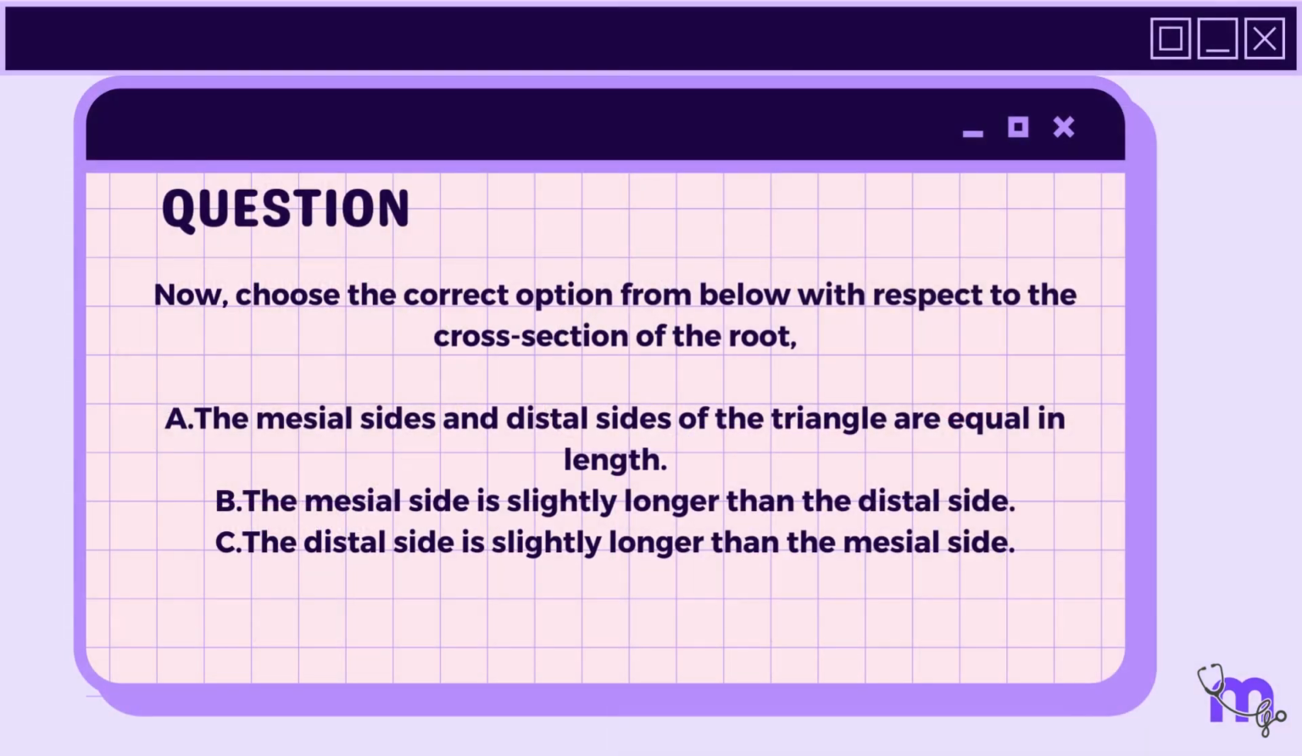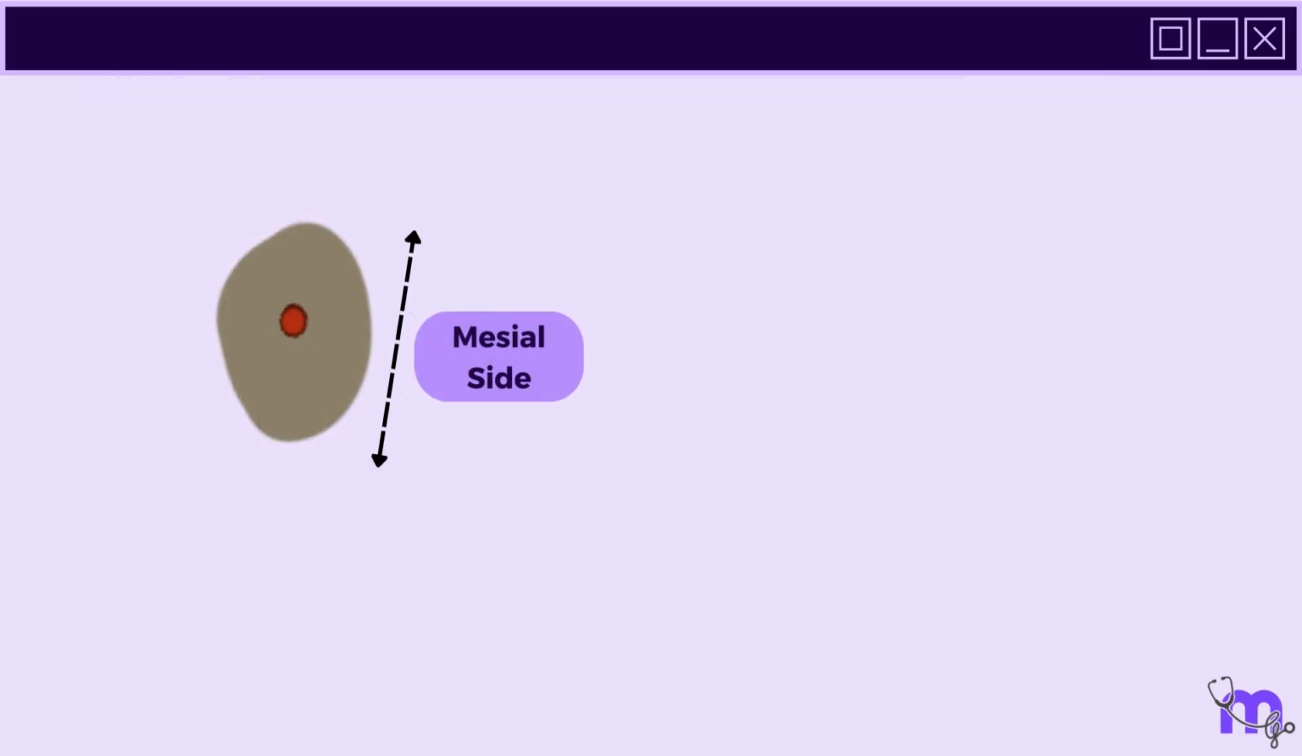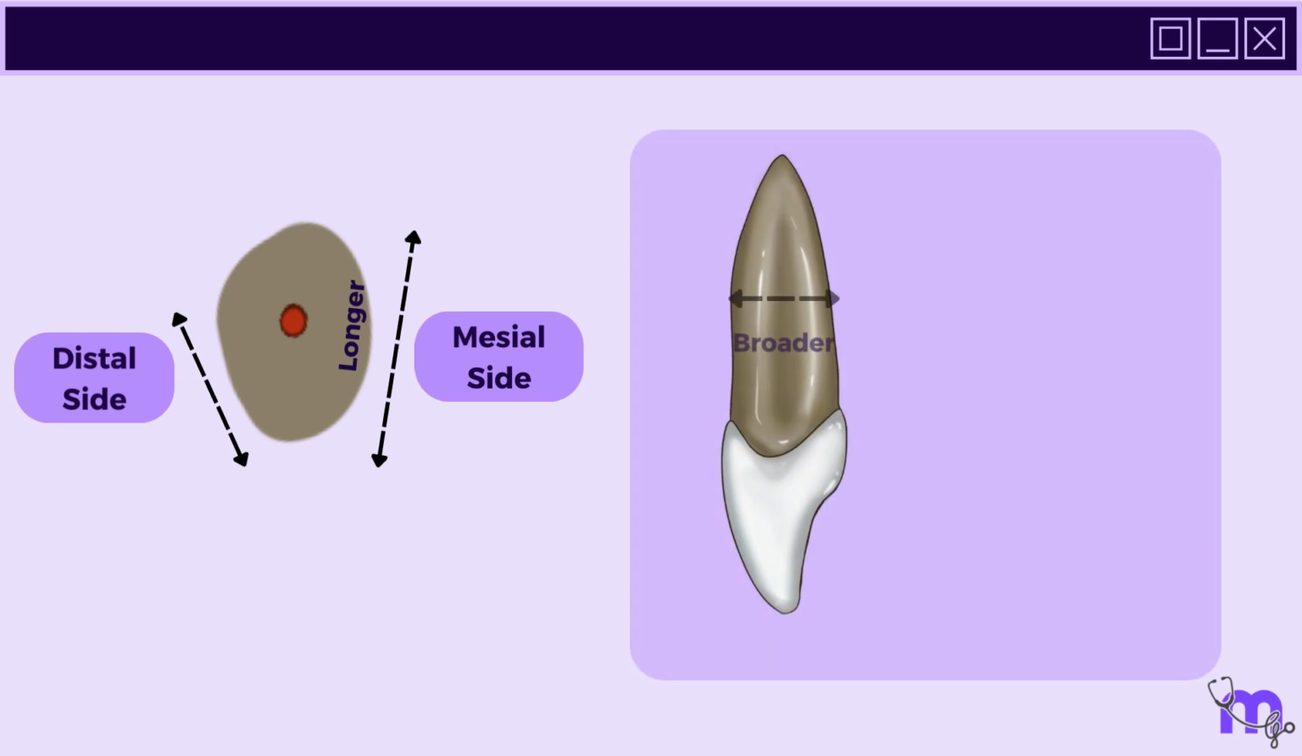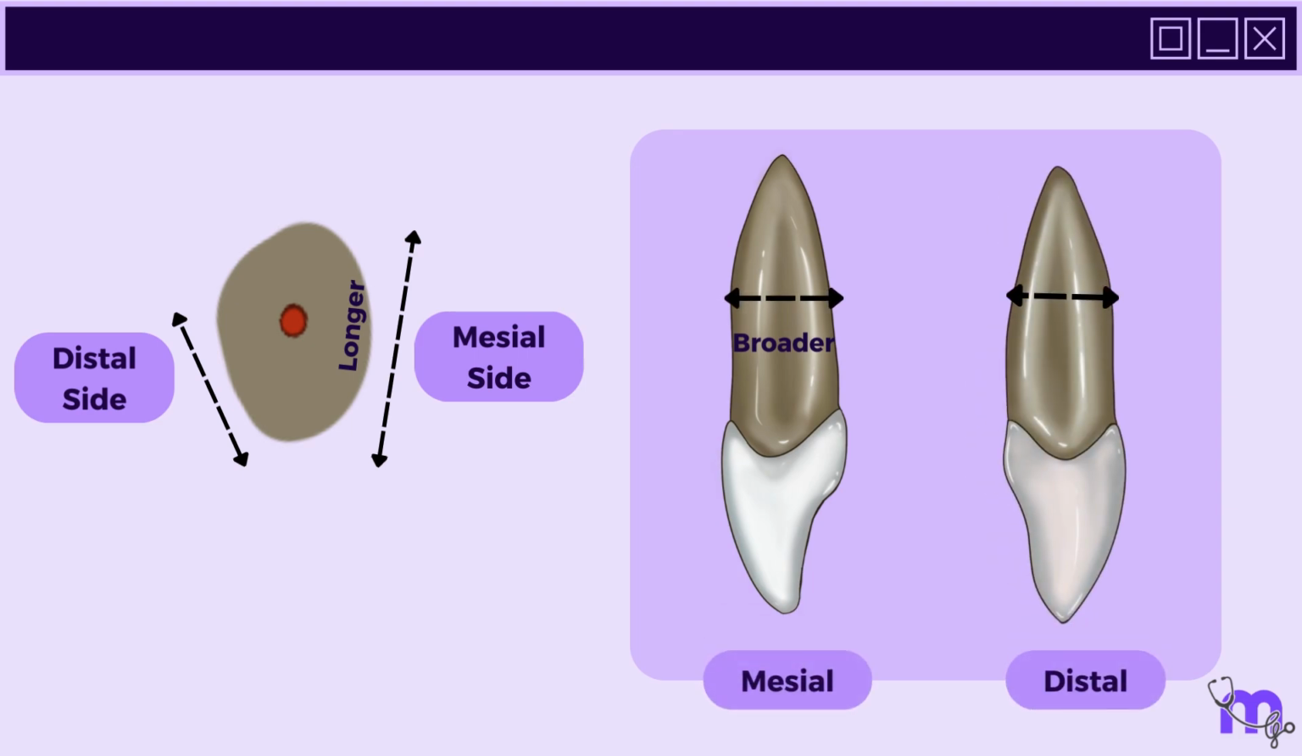Now choose the correct option from below with respect to the cross section of the root. The correct option is B. So the mesial side of the triangle is slightly longer than the distal side, which means the root appears slightly broader from the mesial aspect than the distal aspect.